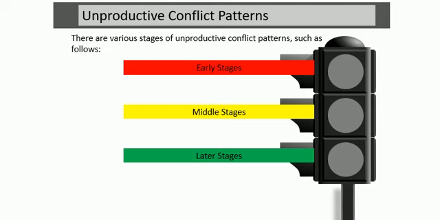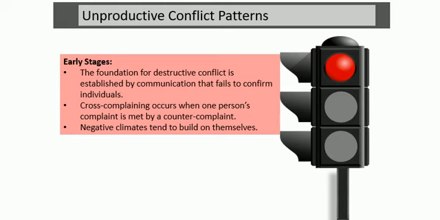So we can have some unproductive conflict patterns which can be recognized in the early stages, middle stages, and later stages. These conflicts can be managed at each stage by recognizing the symptoms and what we should do at each stage. So we can manage the conflict by knowing these symptoms at each of the stages. So the first stage is the early stage.